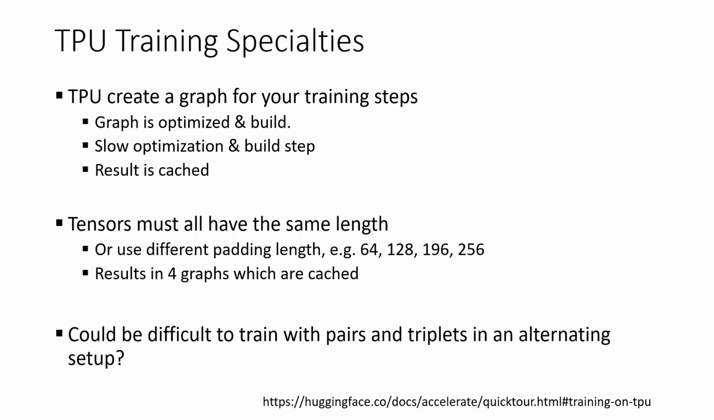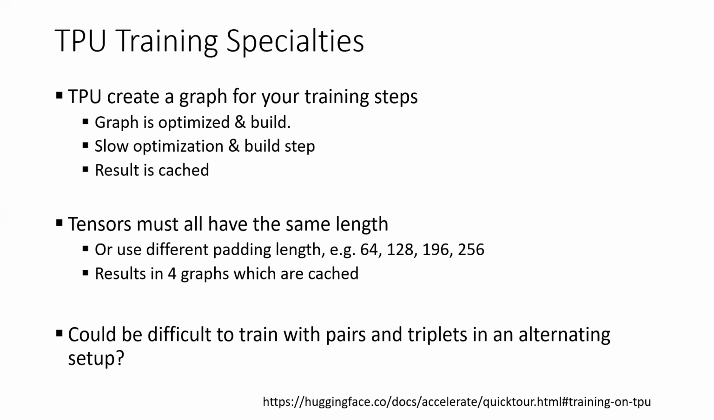In the Flax JAX community event, TPUs will be provided by Google Cloud. I'm not super familiar with TPUs, so far I've mainly used GPUs, but there's one important difference between TPU and GPU. A TPU creates a graph of your training steps. When you send some operation to a TPU, it first creates the computation graph. This computation graph is then optimized and built, and this optimization and build step is quite slow. So the first step is quite slow, but the result, the graph, is cached.